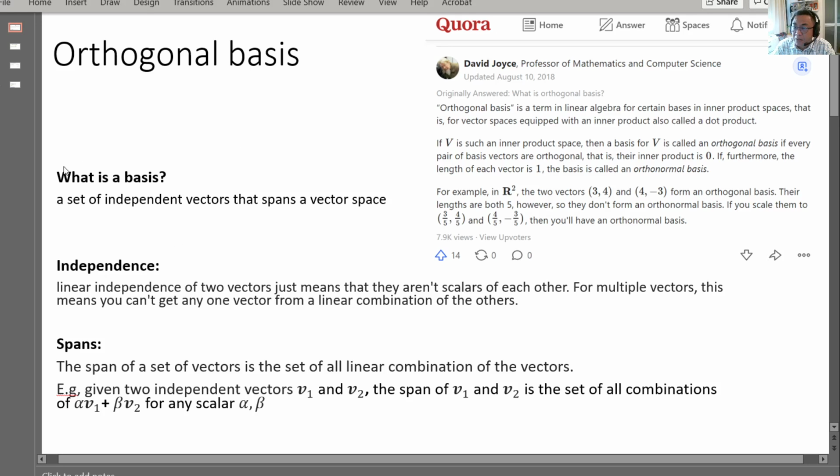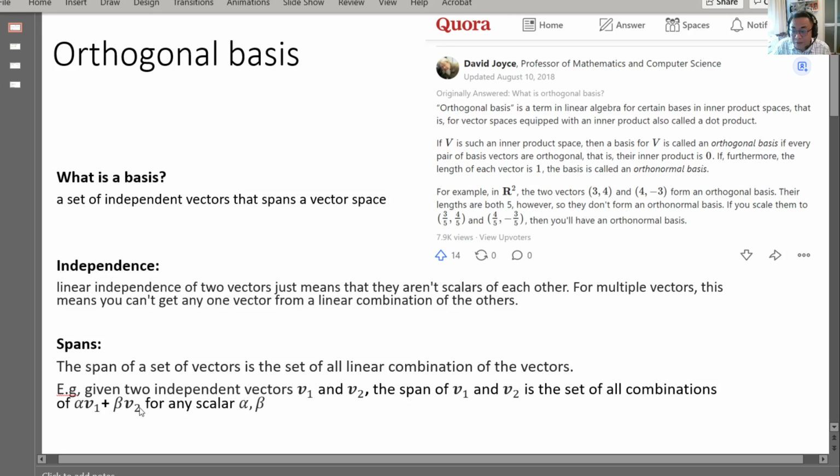Let's digress a bit to understand the definition of a basis. A basis is a set of independent vectors that spans a vector space. Here, the vector space can be a complete vector space or a subspace. We now need to define what is independence and what is span. In the previous lectures, independence means that two vectors are not scalar versions of each other if we only have two vectors. When we have more vectors, it means that linear combinations of these vectors cannot become one of the vectors in this set.